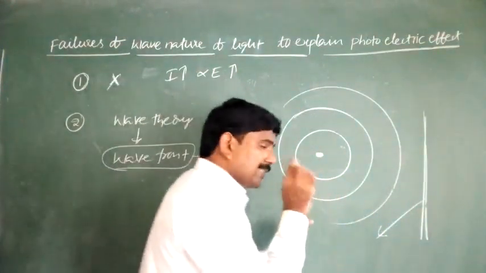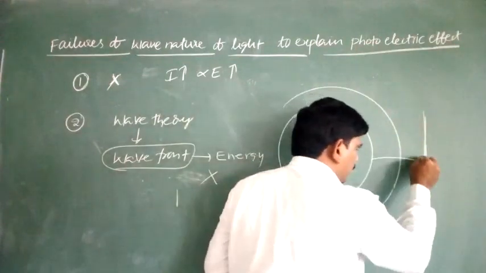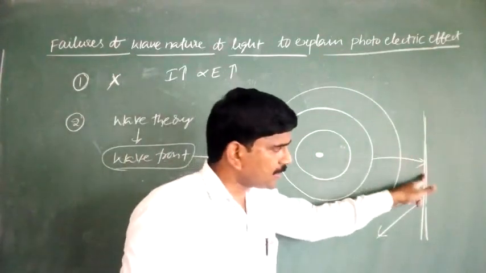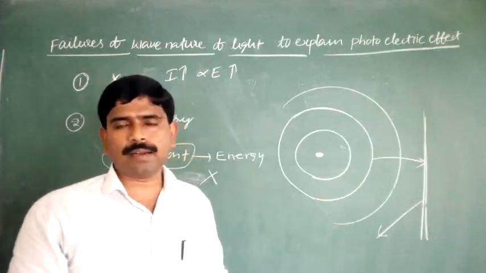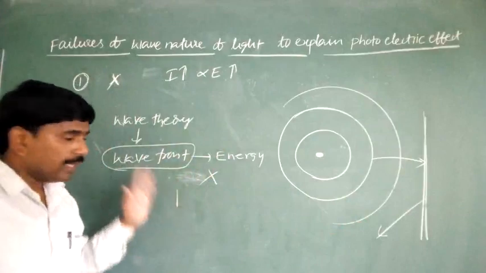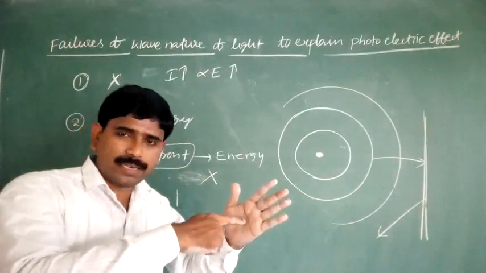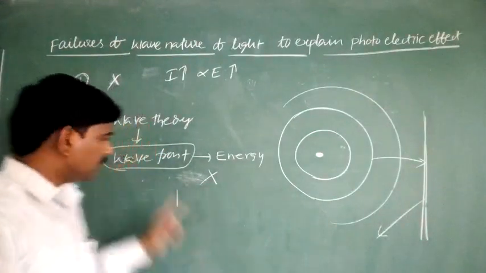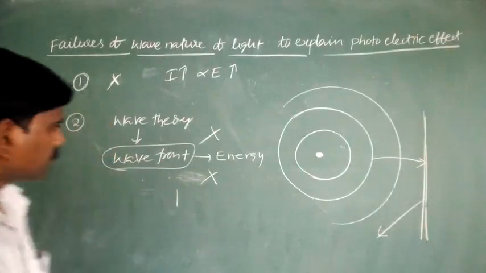After a certain time gap, the second wavefront is incident on the photoelectric metal. Then again a bulk number of electrons are emitted at a time. But practically, what we observe is that when radiation is incident on the photoelectric metal, electrons are continuously emitted. This is the second failure.